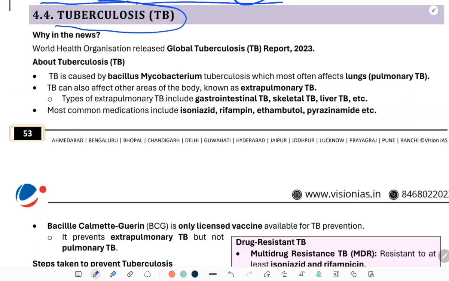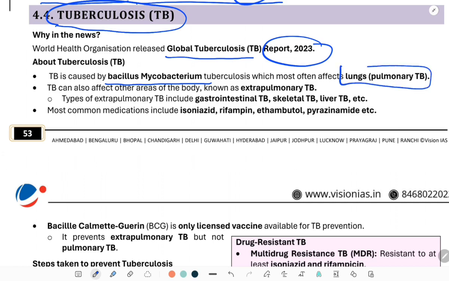Next, tuberculosis, TB. The World Health Organization released the Global Tuberculosis Report 2023. This TB is caused by the bacterium Mycobacterium tuberculosis, which most often affects the lungs, pulmonary TB. TB can also affect other areas of the body, which is known as extrapulmonary TB. Types of extrapulmonary TB include gastrointestinal TB, skeletal TB and liver TB.